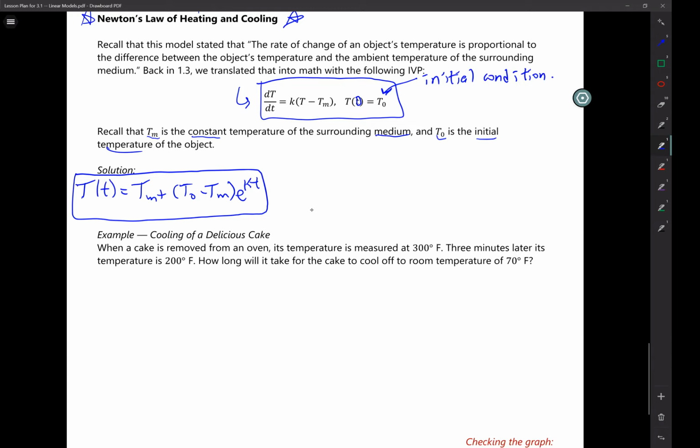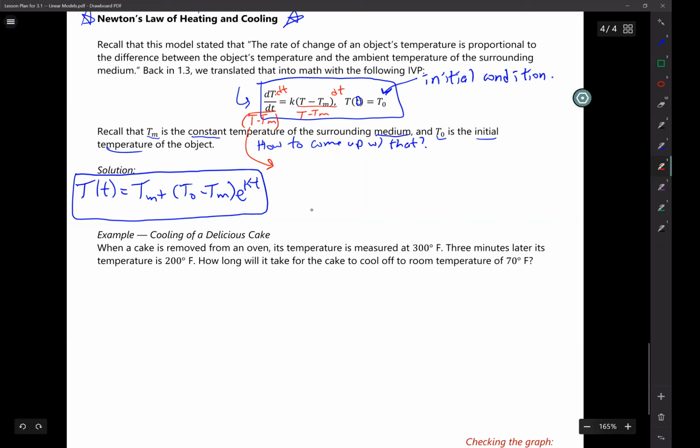Do I have time to solve it? Well, how do you solve it? Maybe I'll just start solving it. How would you come up with that? Well, let's look over here at this. This is actually separable. So if you divide by T minus Tm on both sides and multiply by dt on both sides, just to save room, this is what you get.